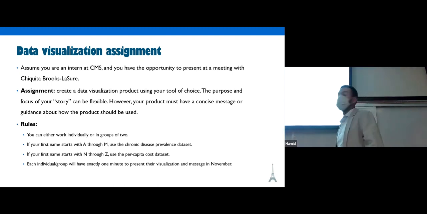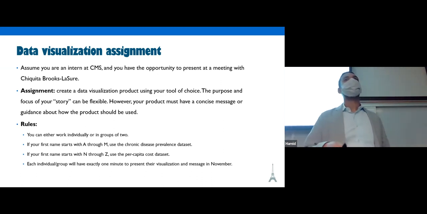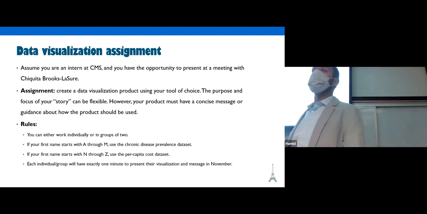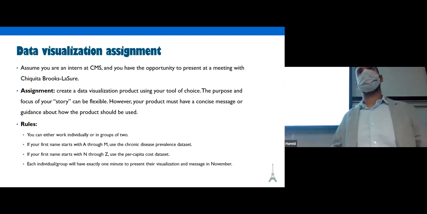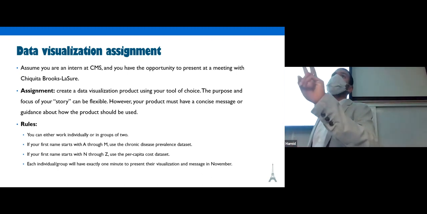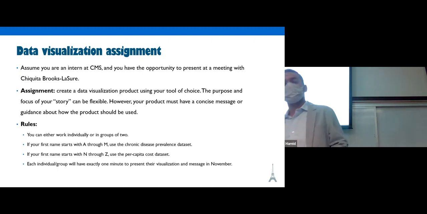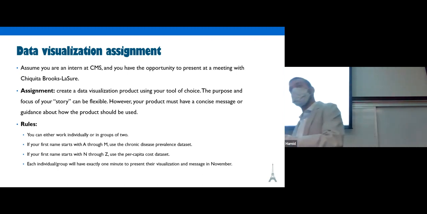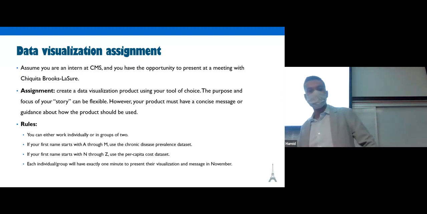Some rules: you can either work individually or in groups of two. If your first name starts with A through M, then you have to use the chronic disease prevalence data set. If your first name starts with N through Z, use the per capita cost data set. If you're working in a pair, just pick whose first name you want to use and choose your data set that way. It really doesn't matter all that much, as long as there's a fair number of people in the class using the chronic disease data set, and a fair number using the cost data set.